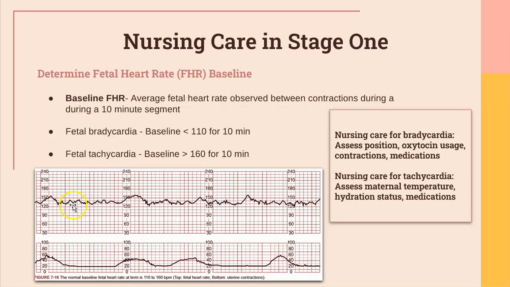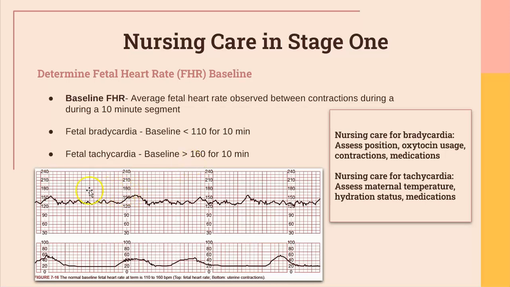So you can see the average here, minus the accelerations where the contractions are, because this is fetal heart rate up here, this is contractions down here. So if you think about it, this is baby, this is mom. So we'll say our baseline is 130, 135, looks like. Anything lower than 110 for these 10 minutes sustained would be fetal bradycardia. Anything higher than 160 for these 10 minutes would be fetal tachycardia.